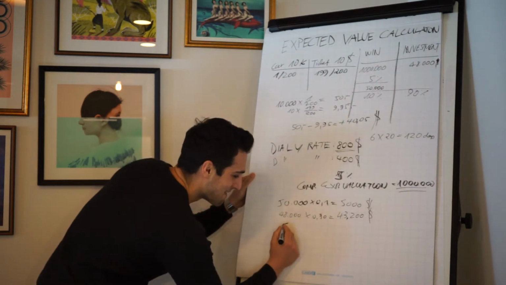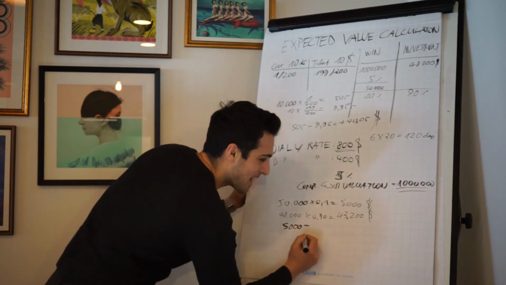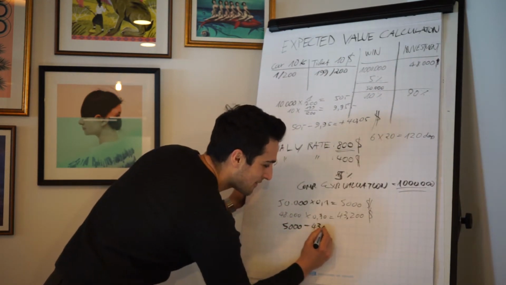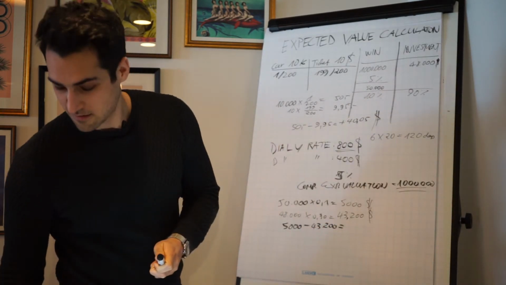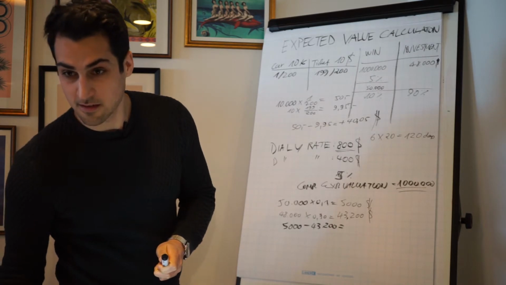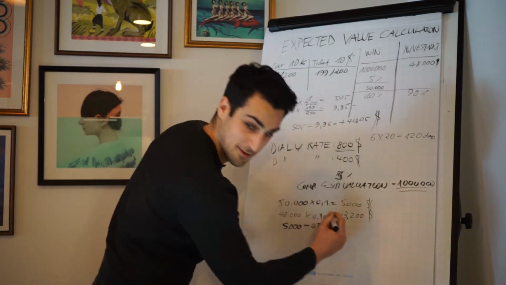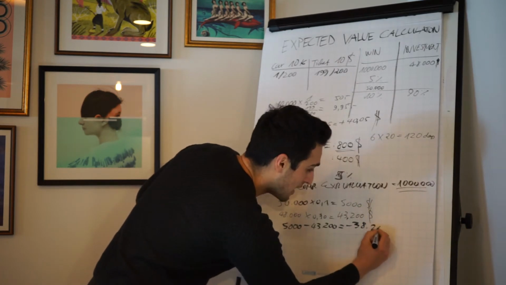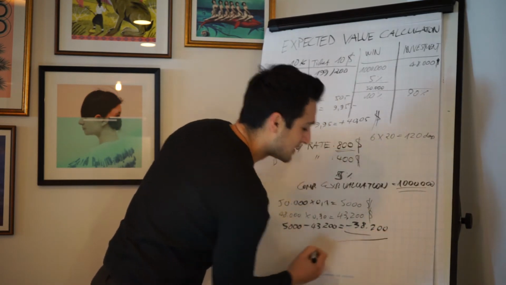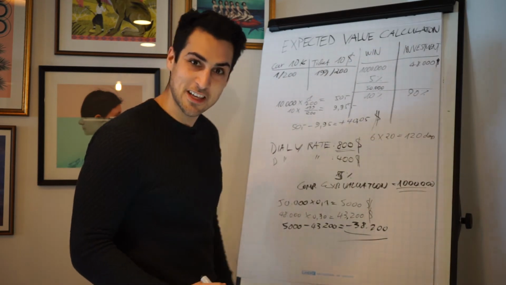So, let's make our calculation again. 5,000 minus 43,200 is, thanks Leon, minus 38,200. So, tell me, is this a good deal?